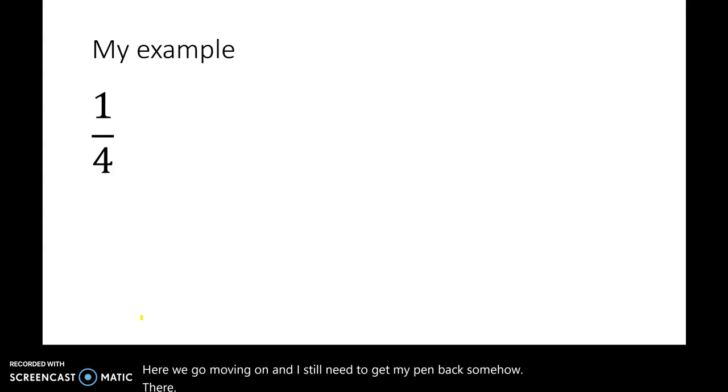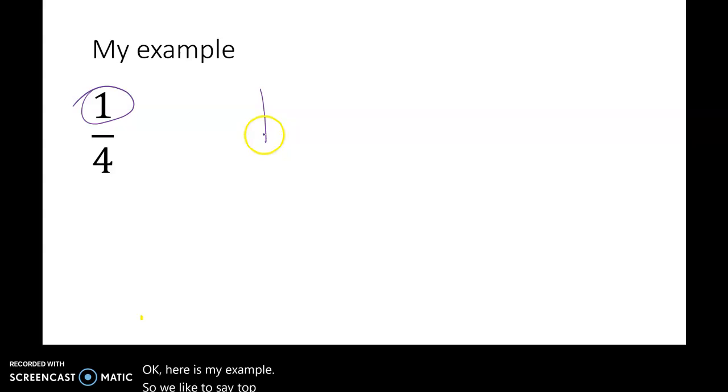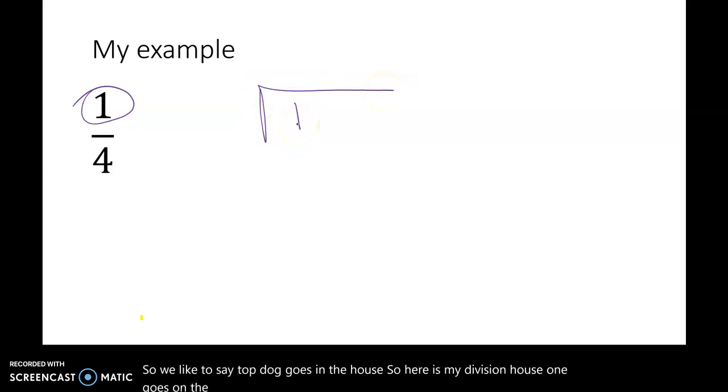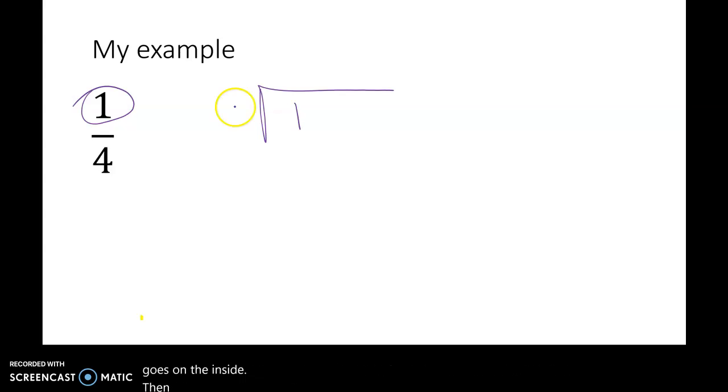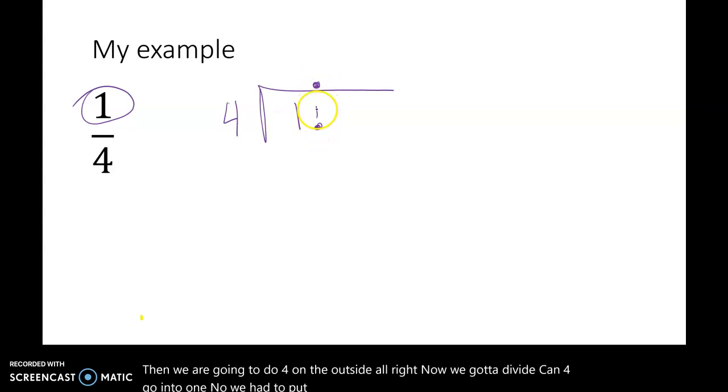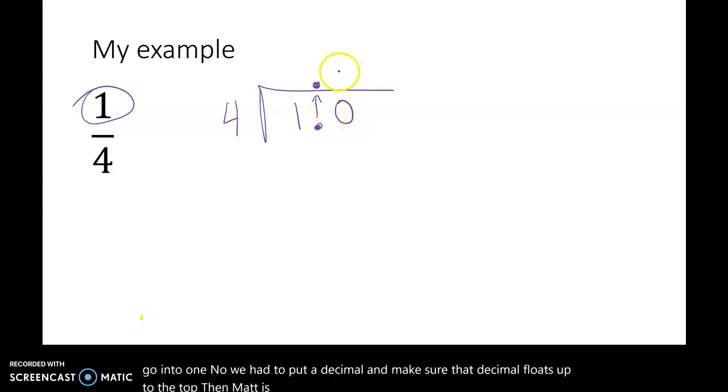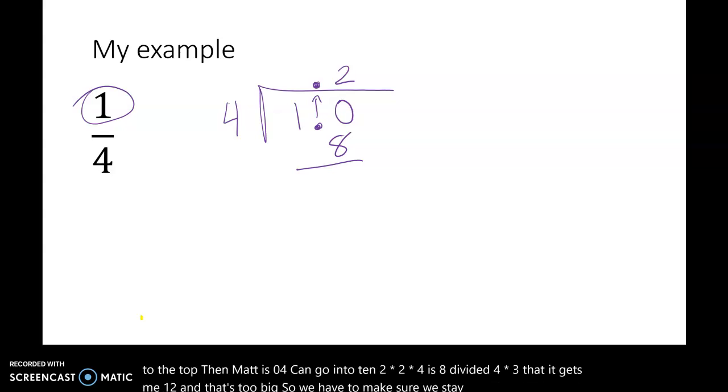Okay, here is my example. We like to say top dog goes in the house. So here is my division house. 1 goes on the inside. Then we are going to do 4 on the outside. All right, now we got to divide. Can 4 go into 1? No, so we have to put a decimal and make sure that decimal floats up to the top. Then I'm at a 0. 4 can go into 10 2 times. 2 times 4 is 8. If I did 4 times 3, that gets me 12, and that's too big, so we have to make sure we stay under, but just close enough.